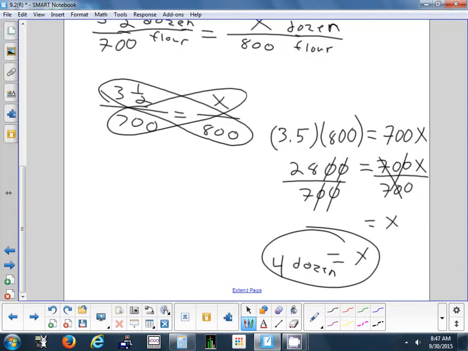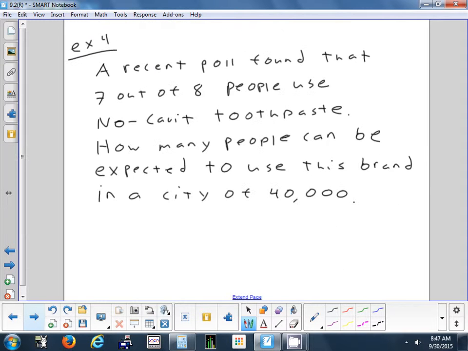4 dozen. Any questions on that? All right, so we'll have you guys try one more word problem with Mr. Roy. All right, so guys, very similar. It says a recent poll found that 7 out of 8 people use Cabot toothpaste. How many people can be expected to use this brand in a city of 40,000 people?